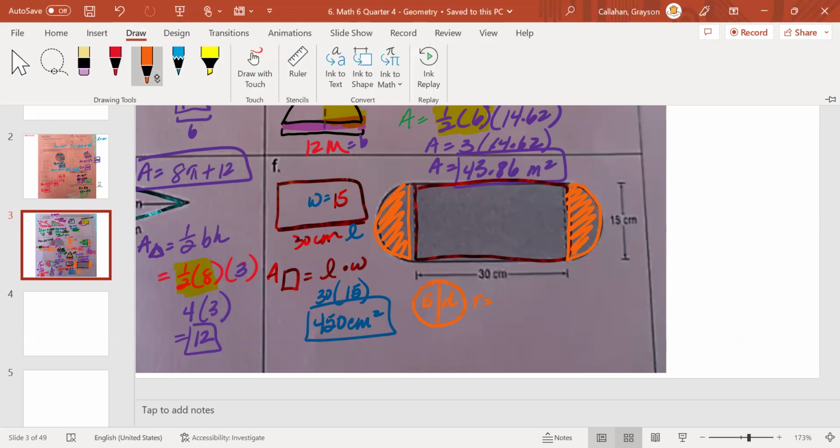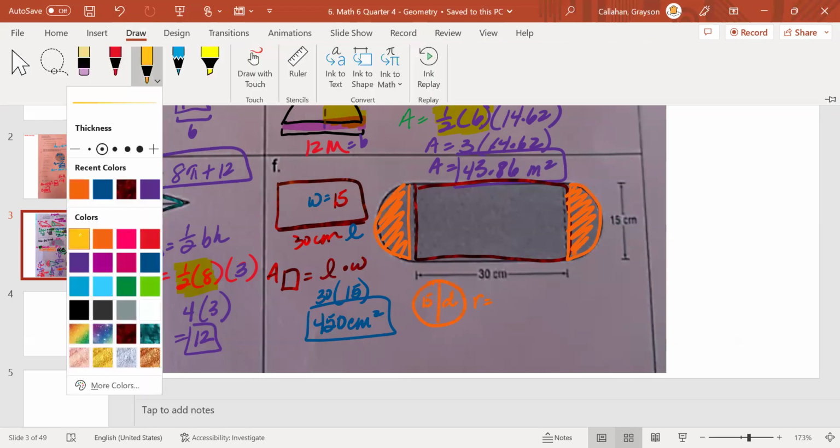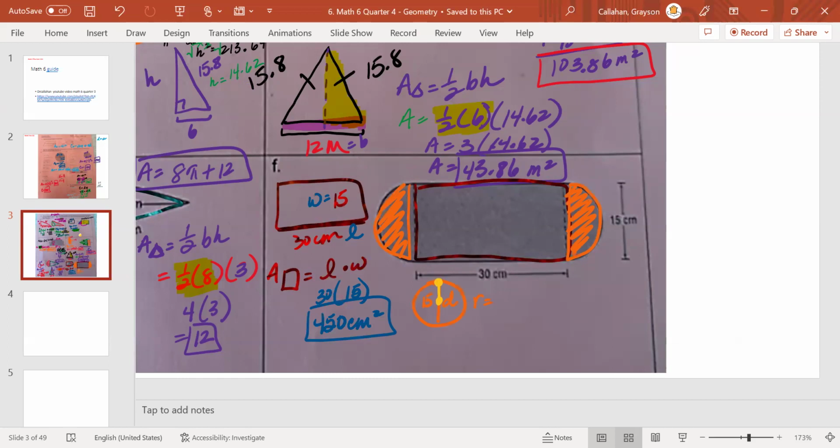The radius is going to be half of the diameter. From here to here, that's the radius. What is that going to be? What is it? No, half of 15 is 7.5, right? I mean, yeah, half of 15 is 7.5, right?